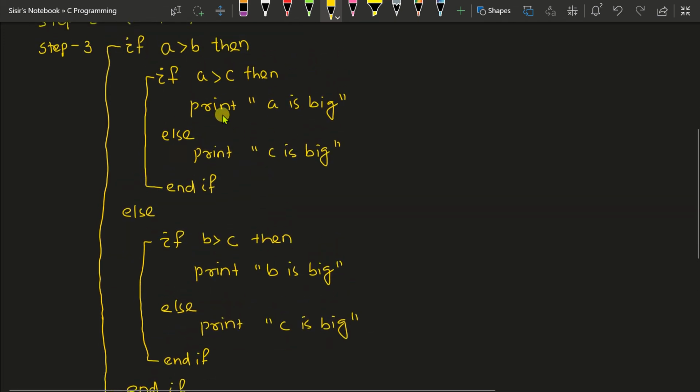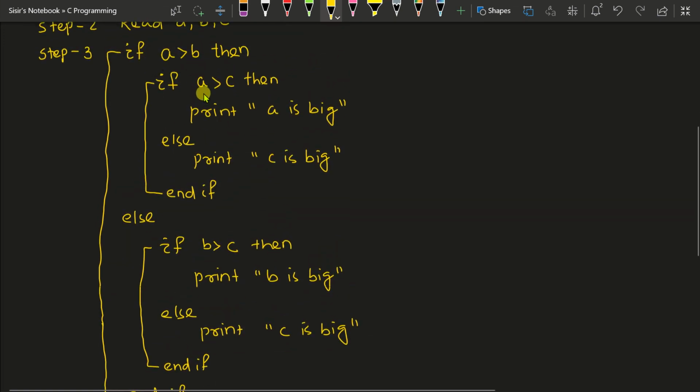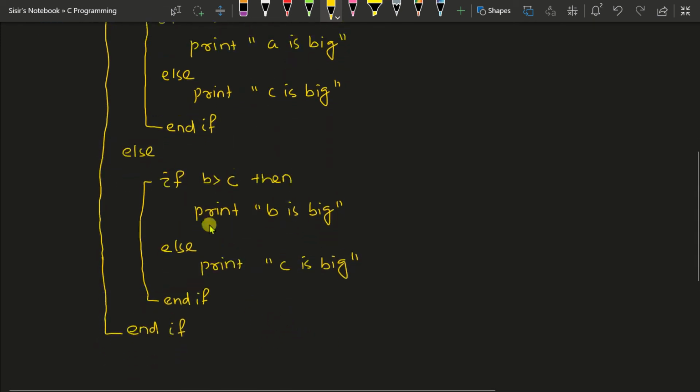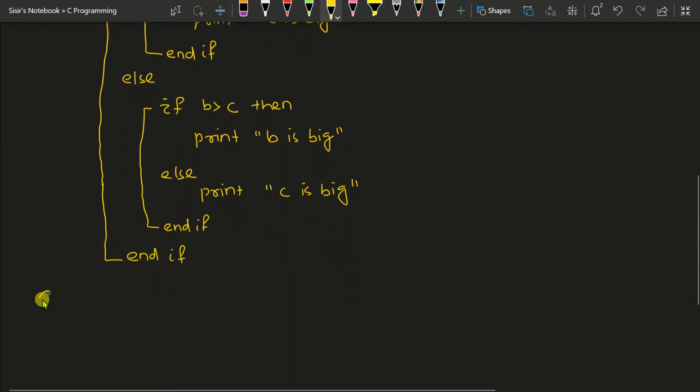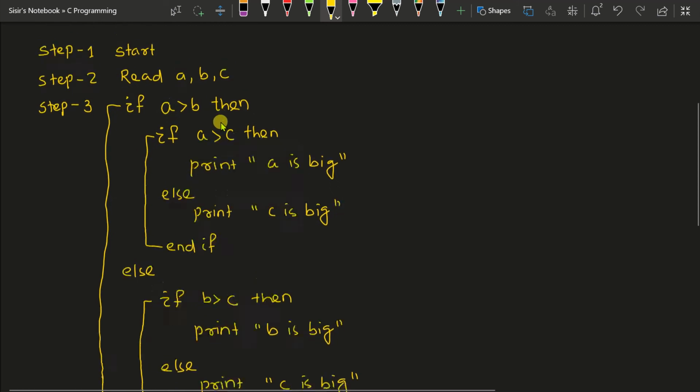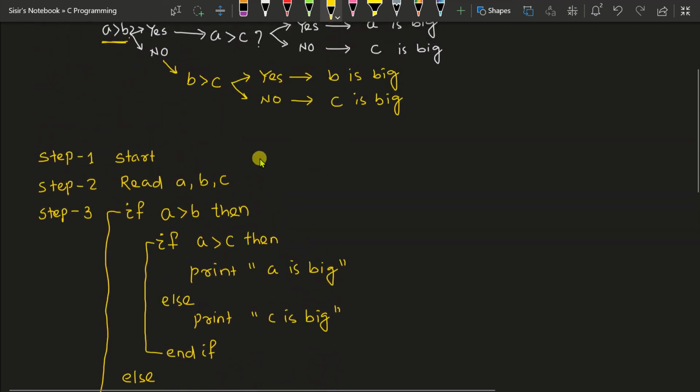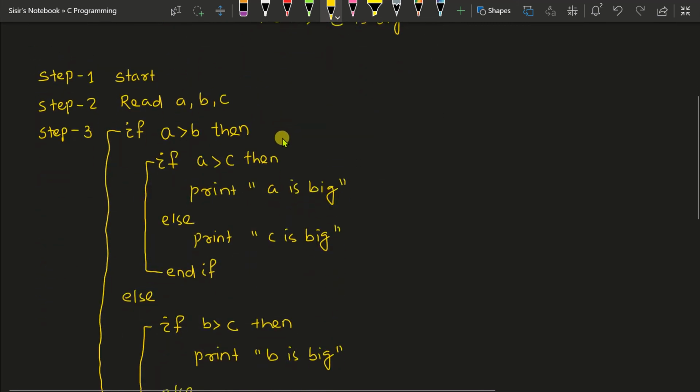So you can see how I have written, if A greater than B, A greater than C, A is big, else C is big. If A greater than B and B greater than C, then B is big or else C is big. Okay, so this third step is over. Now step number 4 will be stop. Okay, this is how the algorithm works for finding out the bigger number among 3 numbers.